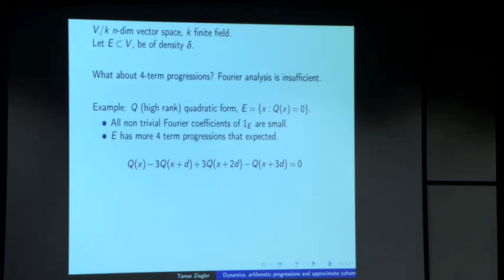So this is q of x minus 3 times q of x plus d. Well, it's written out there, and this equation tells you that if you have 3 of these points on this quadratic surface, then automatically the 4th one is in as well. So your count of 4-term progressions is biased.